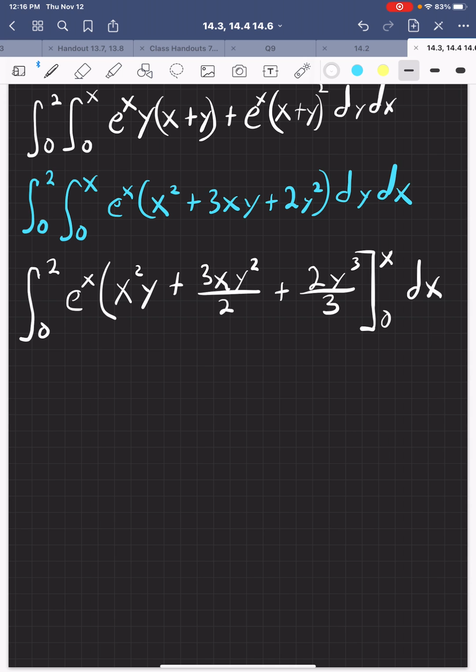All right. So again, the good news is the lower bound, if you plug 0 in for y, that would end up zeroing out all the terms. So really it's just a matter of plugging in the top bound. Okay, so we're back substituting for y, so I'll just write it.